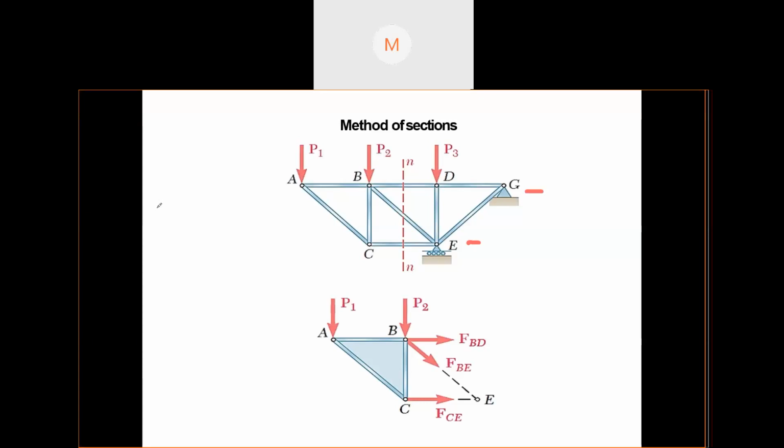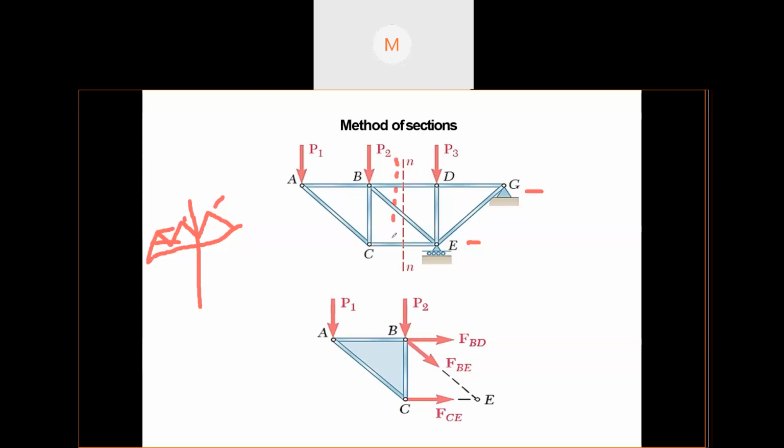So, what happens? There are two methods: method of sections and method of joints, right? In method of joints, in structures where there are a large number of these triangular things, you can't just put a cross section here and then find out, because you have to analyze every single part. So you can't use method of sections, but you can use method of joints because there are a large number of joints.